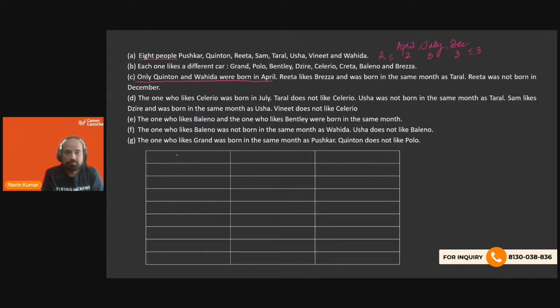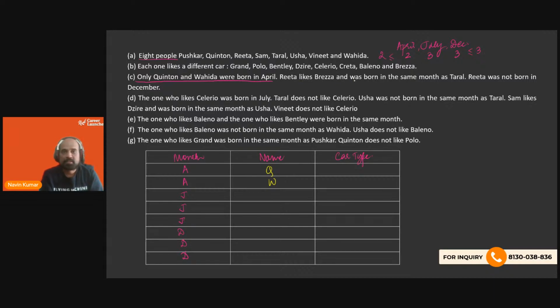So I will use the month initially. I'll take that as the primary column and I will write down two people were born in April, three were born in July, and then three were born in December. Then I'll write down the names of the people, and then I will write down the car type. Now, only Q and W were born in April, so we have got Q and W already confirmed.